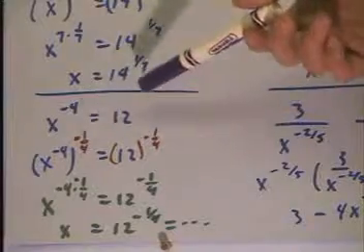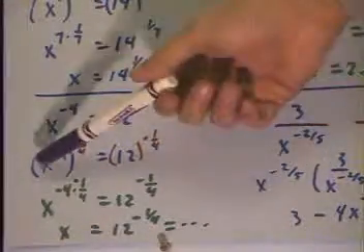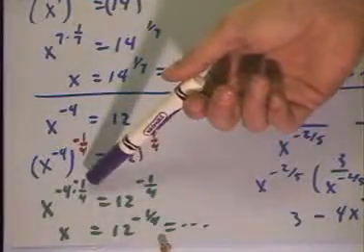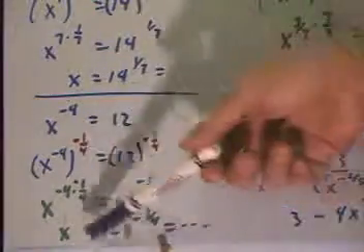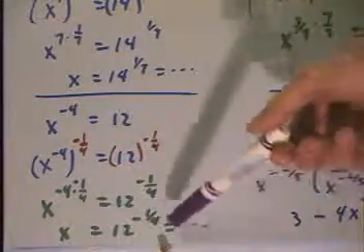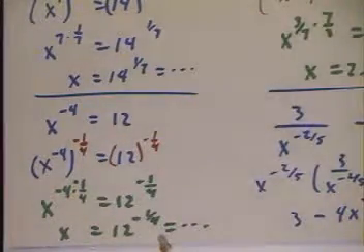Applying the same idea to x to the -4th equals 12, x to the -4th to the -1/4 will give us x to the -4th times -1/4, which is x to the 1, or just x. And on the other side, we're going to get 12 to the -1/4, which we evaluate using a calculator.